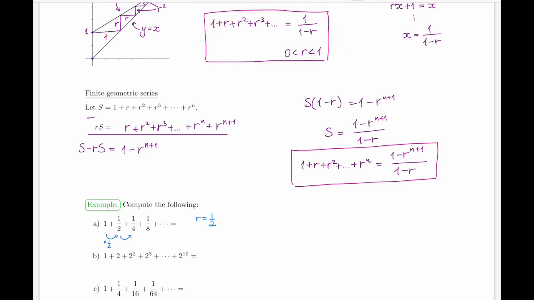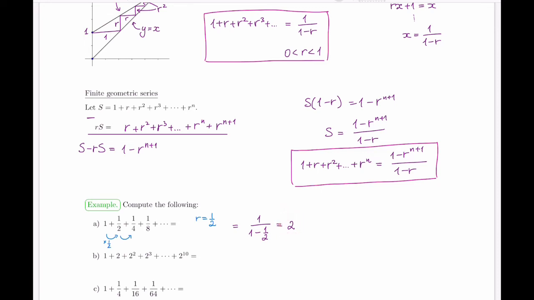The final thing we have to check is that this starts at the 0th power. The first term corresponds to r to the power 0, and it indeed does. So this is just a direct application of our formula. What do we have altogether? We have 1 over 1 minus r, where r is 1/2. If I simplify all of this, I get 2 as my final answer. That means if I take all of these numbers in this pattern, where every number is 1/2 of the previous one, the total sum is going to equal 2.